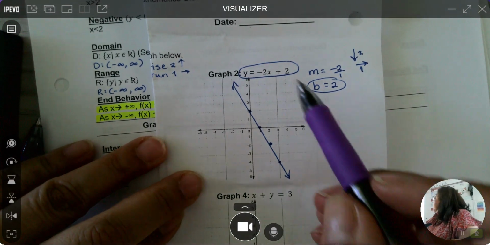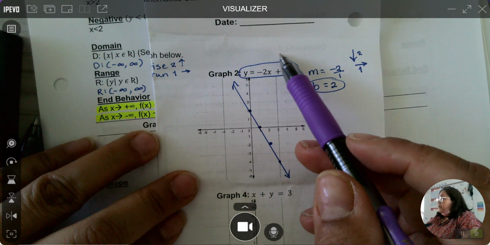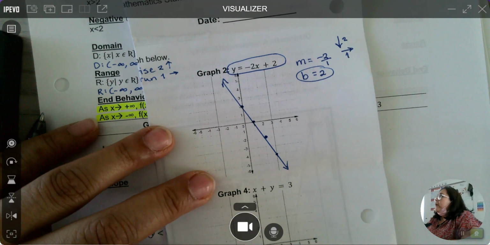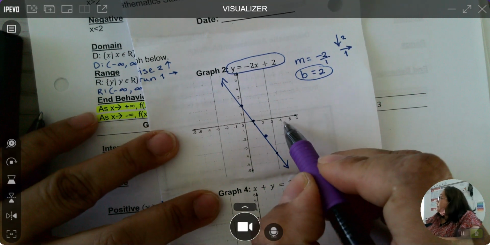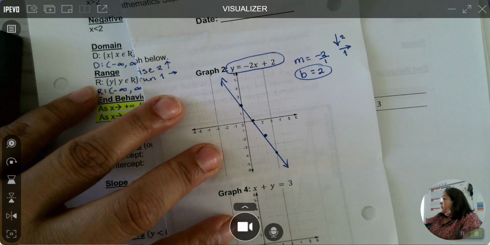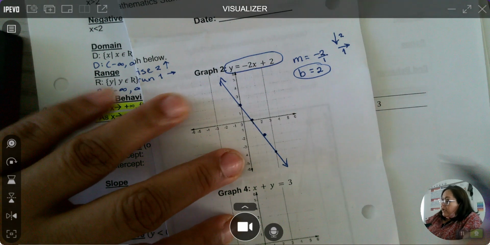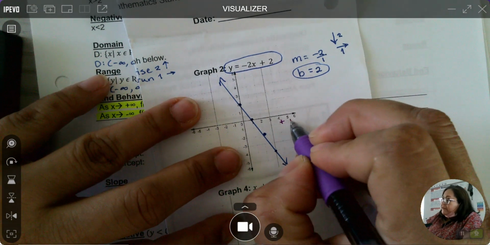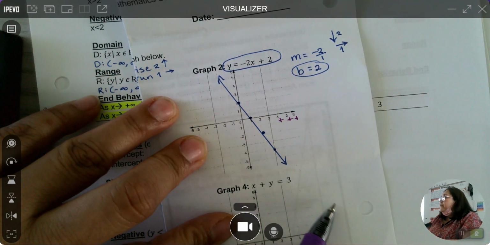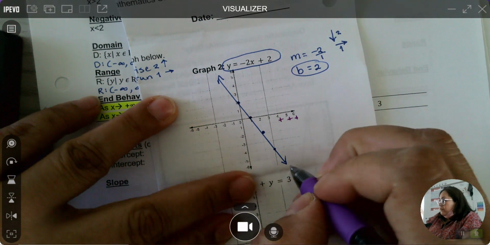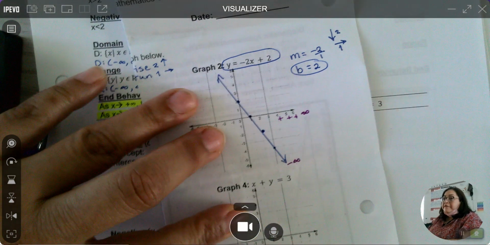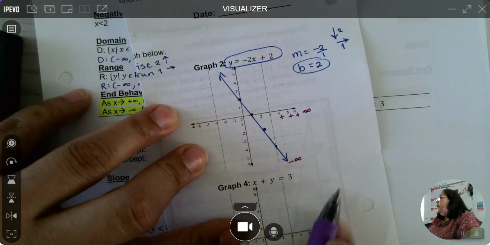Y'all remember y equals negative 2x plus 2? This one had a negative slope, right? Let's talk about the end behavior. Okay, in the front, right here. Thank you. As your x's are becoming more positive, what are the values of your function becoming? More positive or more negative? So as your x's are becoming more positive, the value of the function is becoming more negative.